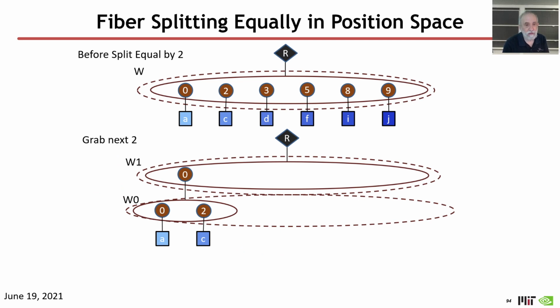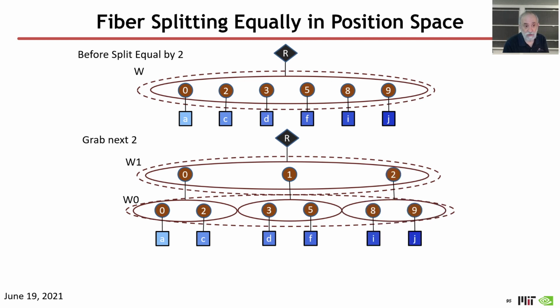I then grab the next two elements. I call that coordinate 1 in the top rank, and I grab 3 and 5. So I'm grabbing coordinates 3 and 5 from the original, putting them into the second rank, and then I'm going to grab the final two coordinates of the original tensor and declare that's coordinate 2, and put a fiber in the next rank with the last two coordinates.